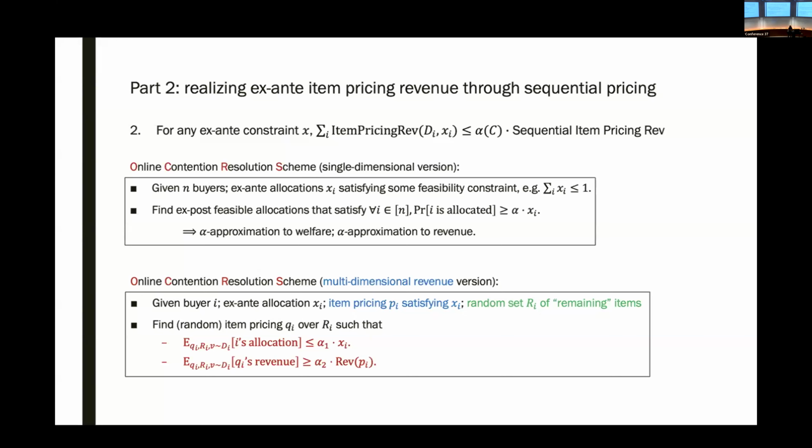Of course, in order to prove this, we need it to be the case that this random set R_i contains enough items. And as long as we make sure that we're not over allocating items to the buyer, so this alpha_1 here is some constant smaller than 1, we can make sure that every item belongs to the set R_i with some constant probability. And so that's what goes into proving this OCRS.